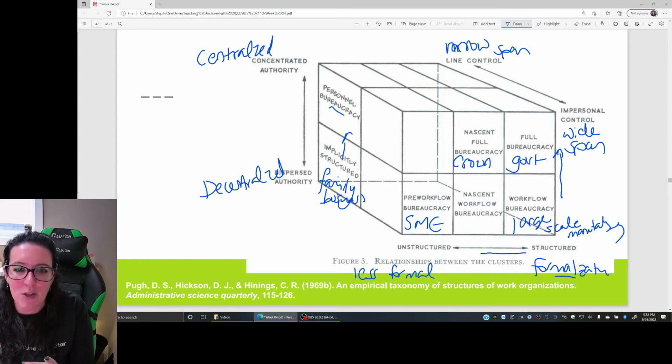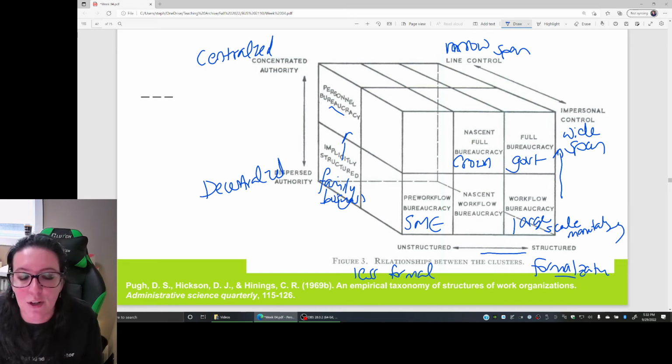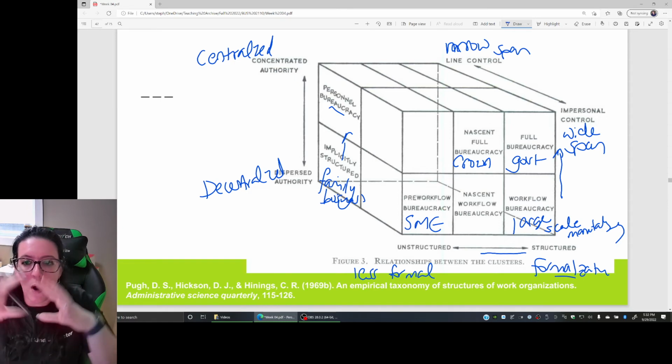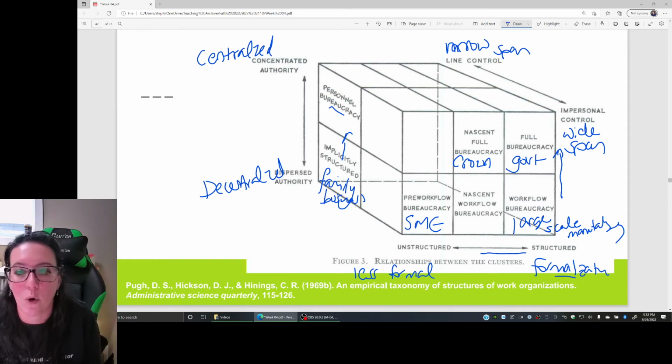Large-scale manufacturing, the work specialization is very specialized, which means we can have a wider span of control. And here, when you look at the large-scale manufacturing, because they might be quite spread out geographically or have a number of different product lines, then there may be some decentralization there.